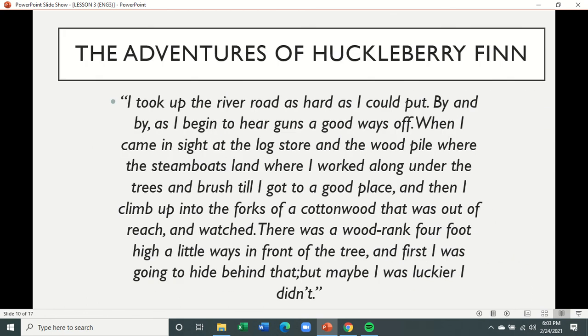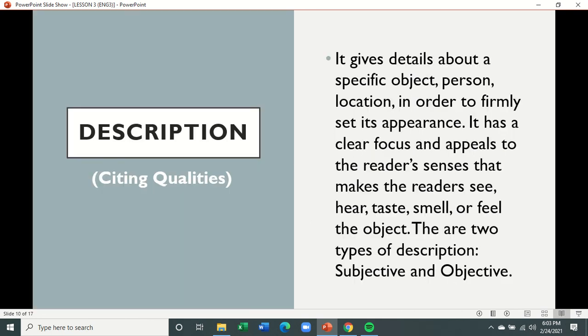This one is also another example of narration pattern of development. However, I will not ask you to transform it into a graphic organizer. But if you would like to practice, you can do so. Okay, just kindly take a screenshot. 3, 2, 1. Okay, let's proceed with the next pattern of development.